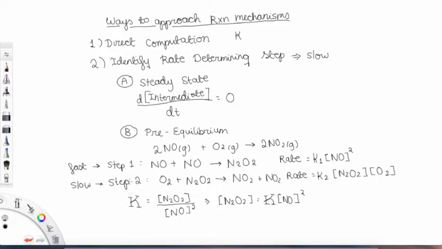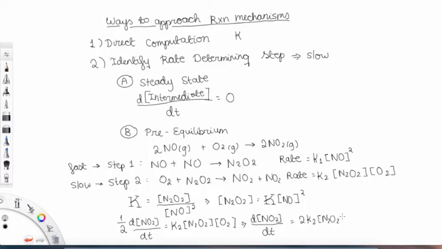So for step two, let's write it out in terms of the rates. We have 1/2 d[NO2]/dt equals k2 [N2O2][O2]. We can rearrange this by moving this 2 to the other side, so d[NO2]/dt equals 2 k2 [N2O2][O2].